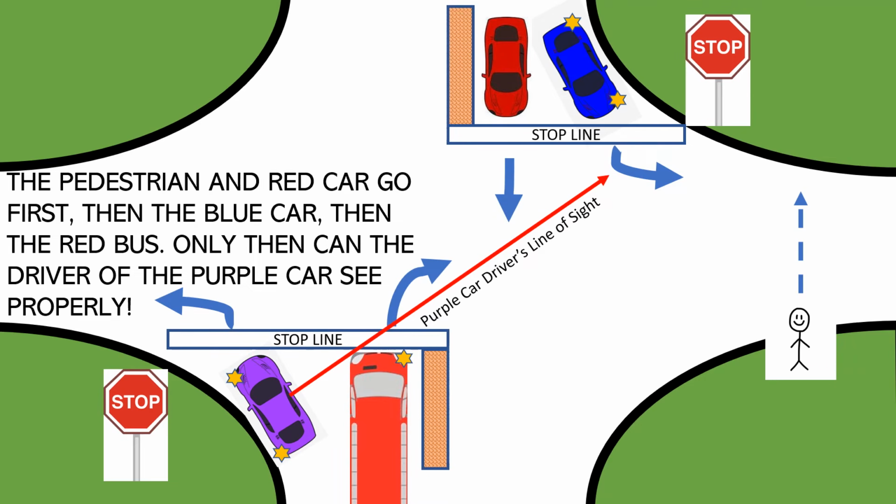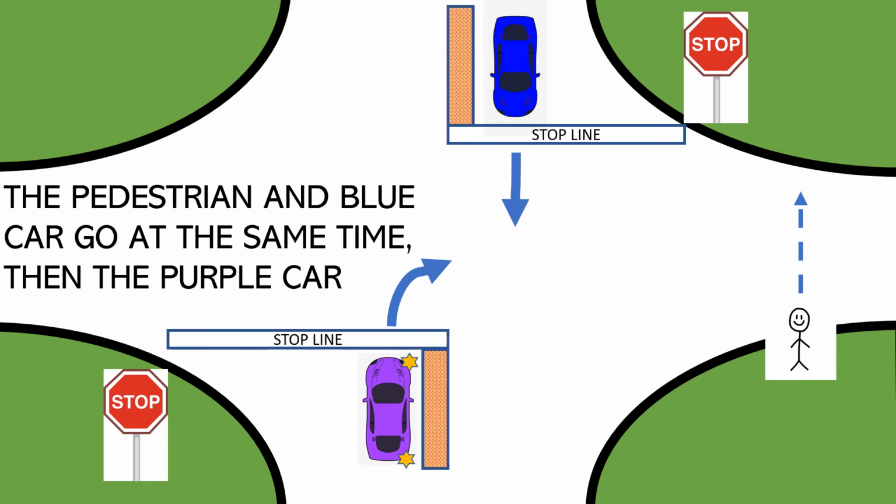The pedestrian will eventually cross the road to allow the blue car to go. But in the meantime, the red car can go because it's going straight ahead. The bus needs to wait for the red car. The bus also needs to wait for the blue car. So the red car would go, the pedestrian would clear, the blue car would turn left. That would then free up the bus to go and turn right. And once the bus has turned right, then the driver of the purple car would have a clear view down the street and would be able to go when it's safe.